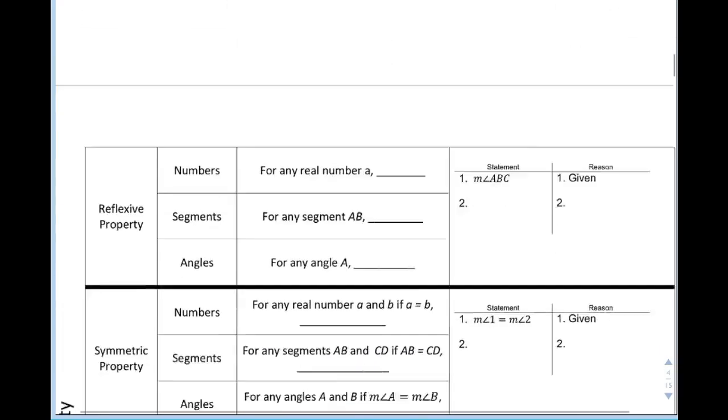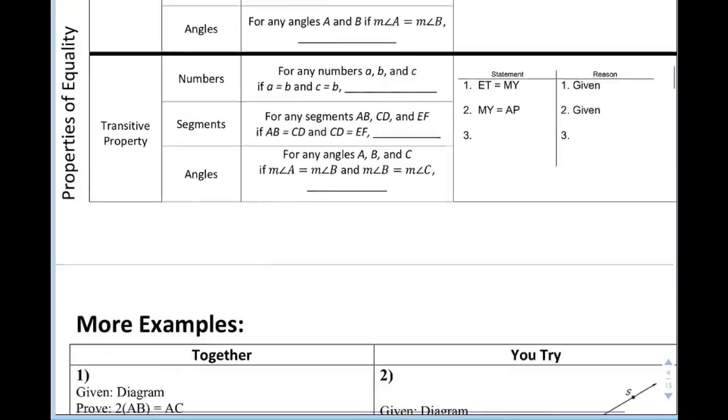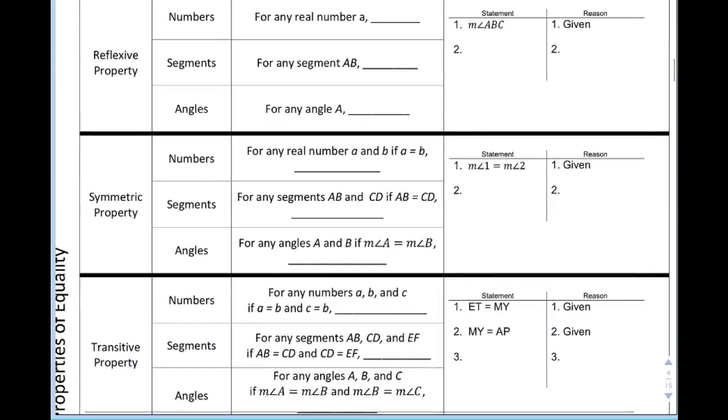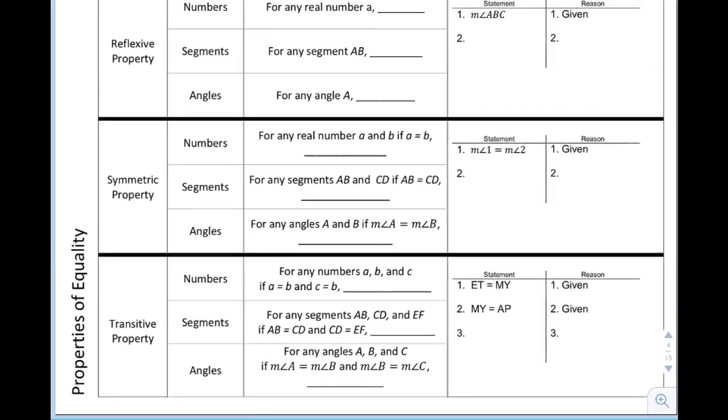Okay, we are going to go on to one more page here, and I want to give you some examples of geometry, how we're going to use this in a geometry sense. So we have three properties here. We're just going to briefly go over each of them.